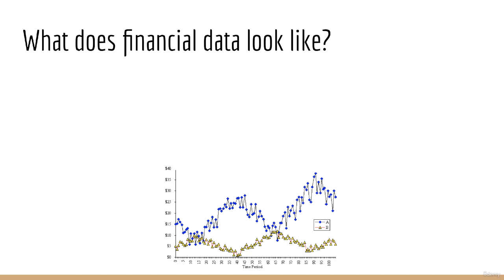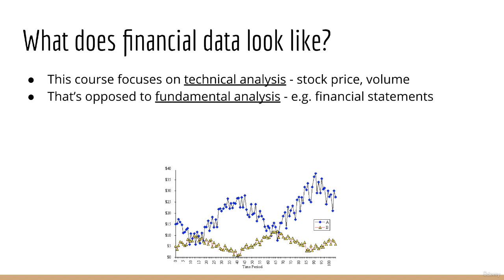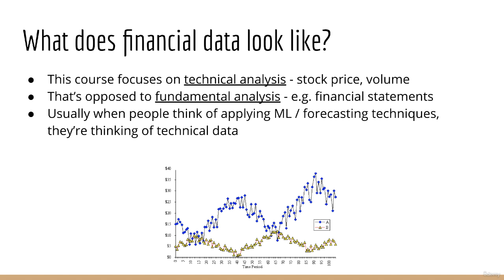Next, we will talk about what financial data looks like. In this course, we will be focused on what is called technical analysis, which uses historical stock prices and volume information. This is opposed to fundamental analysis, which uses information that is more like what an accountant would look at, such as a business's financial statements. Technical analysis is what most of us think of when we imagine doing machine learning on financial data. We have a set of time series which represent historical stock prices, and we would like to use machine learning models to forecast future stock prices or something like that.